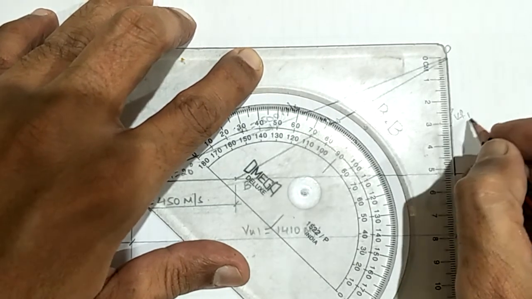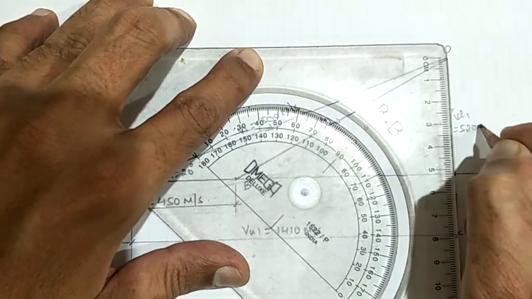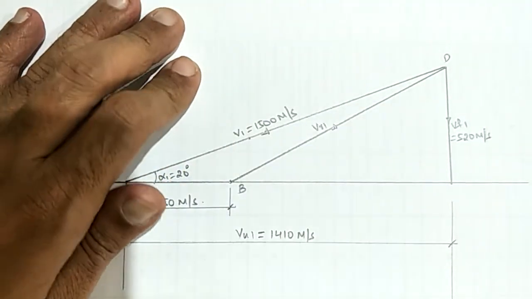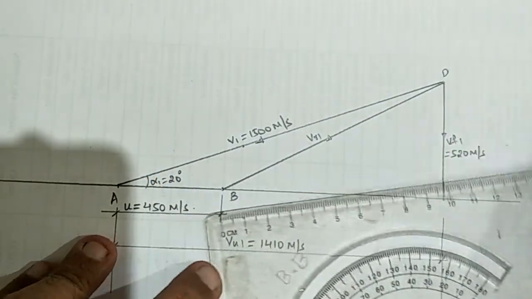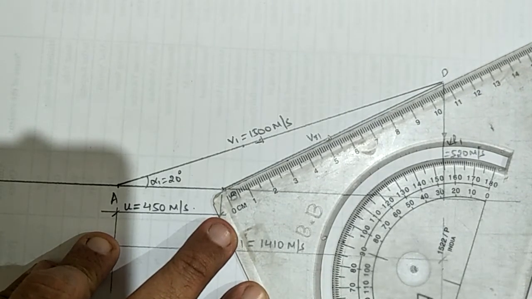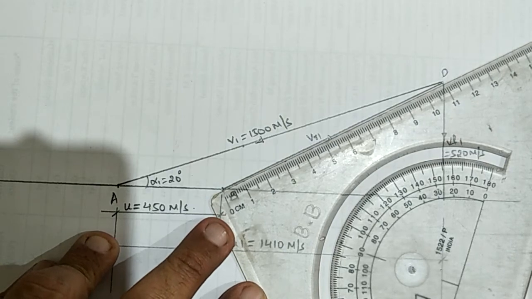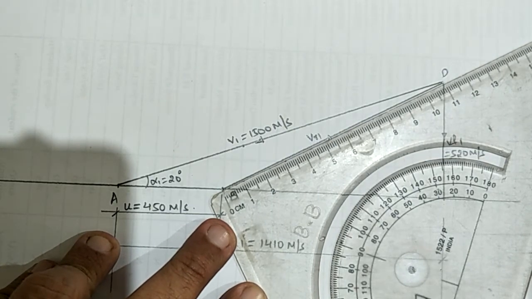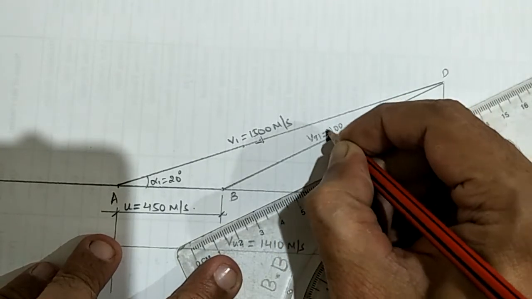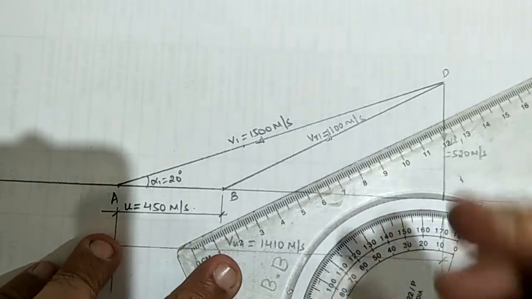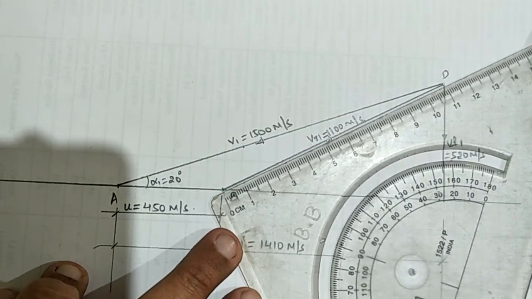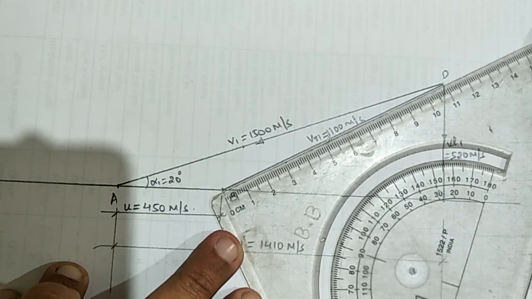So it is 520 meters per second. Then what is the value of VR1? If we measure VR1, we are getting somewhere around 10 point, or to be precise, almost 11 centimeters. So I can say VR1 is equal to 1100 meters per second, because VR1 is approximately 11 centimeters, right?